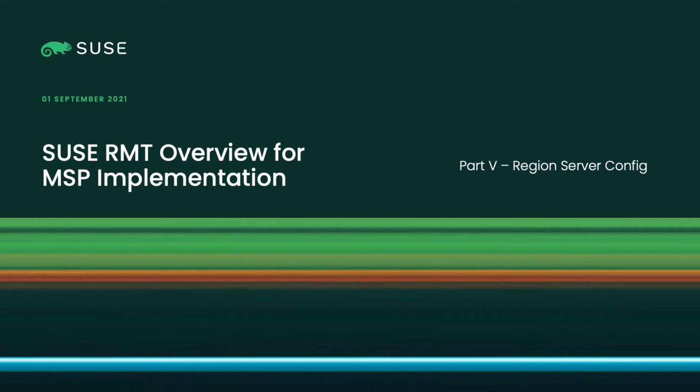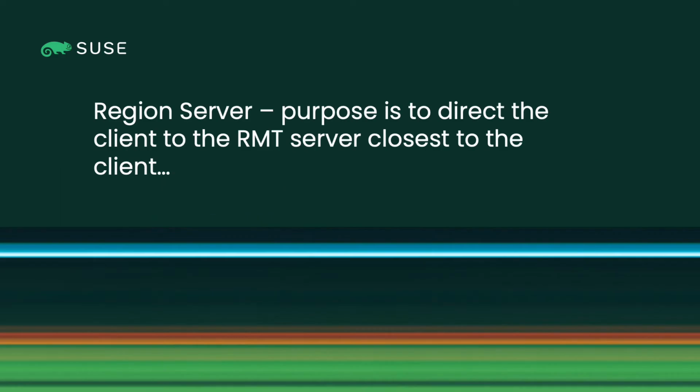Today's video will pick up from part 4 in the series, in which we configured the RMT servers for sharing of the client registration, and now we'll focus on the region server itself. Recall from the initial video that the purpose of the region server is to direct the cloud client to the RMT server closest to the client, ideally within the same data center.